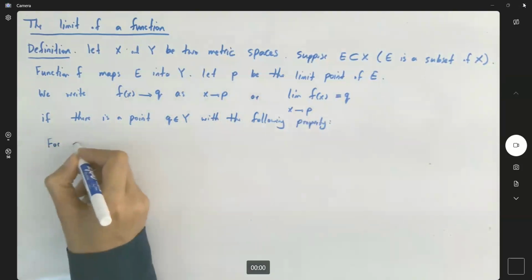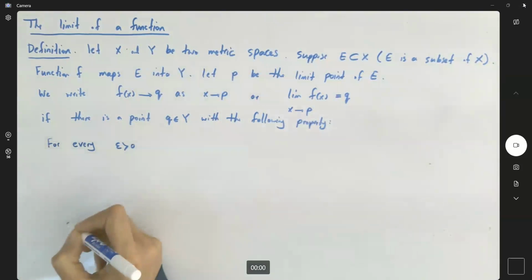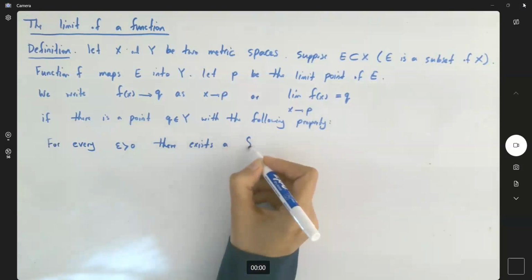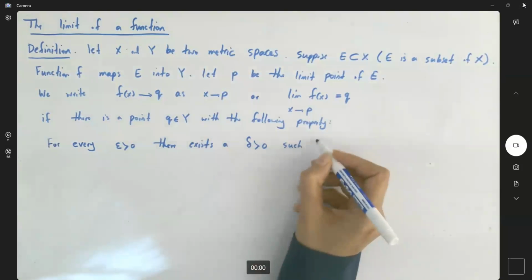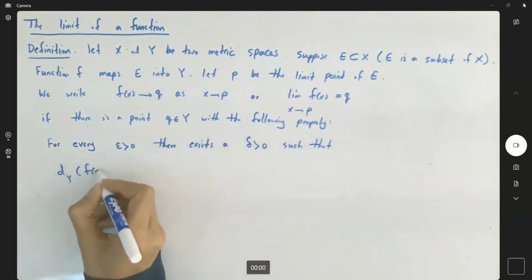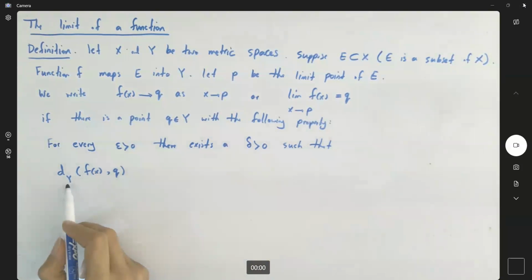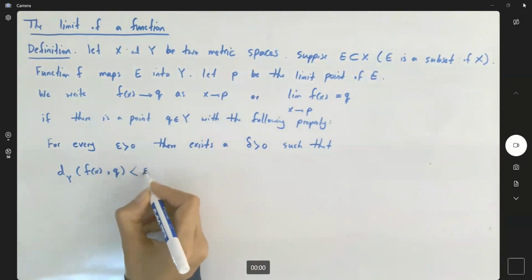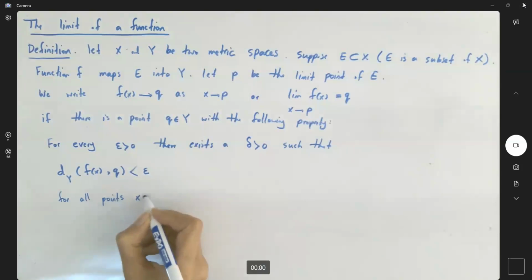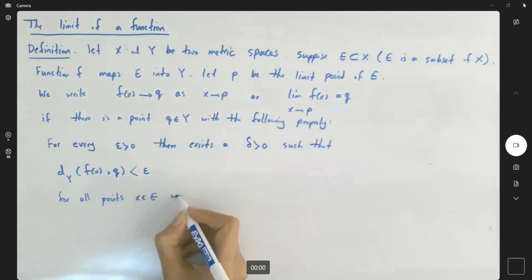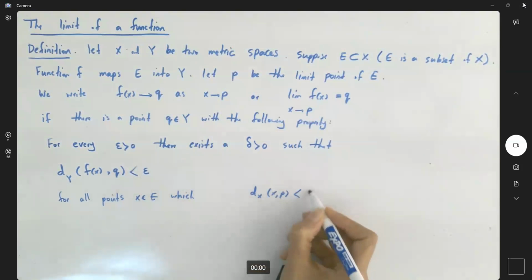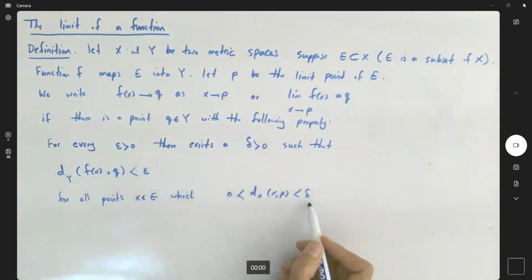For every positive epsilon, there exists a positive delta such that the distance between your function and point Q, using the metric in Y, is getting smaller and smaller for all points X in E for which the distance between X and P is positive and less than delta.